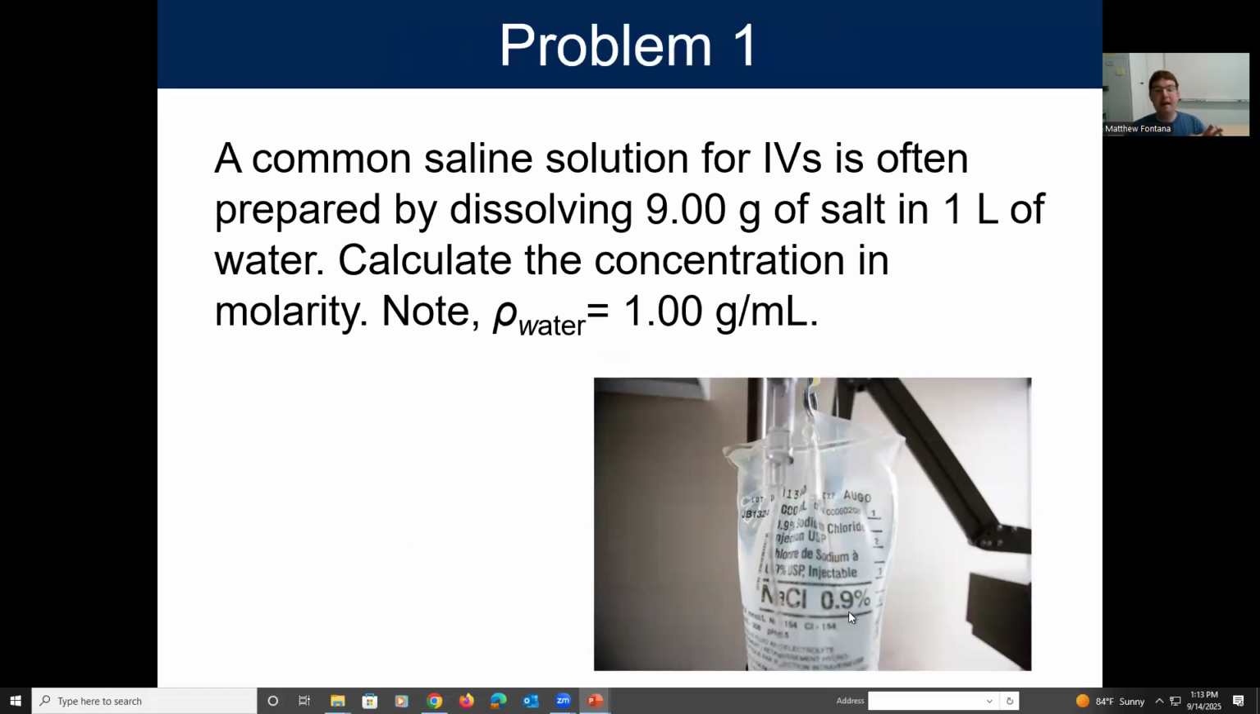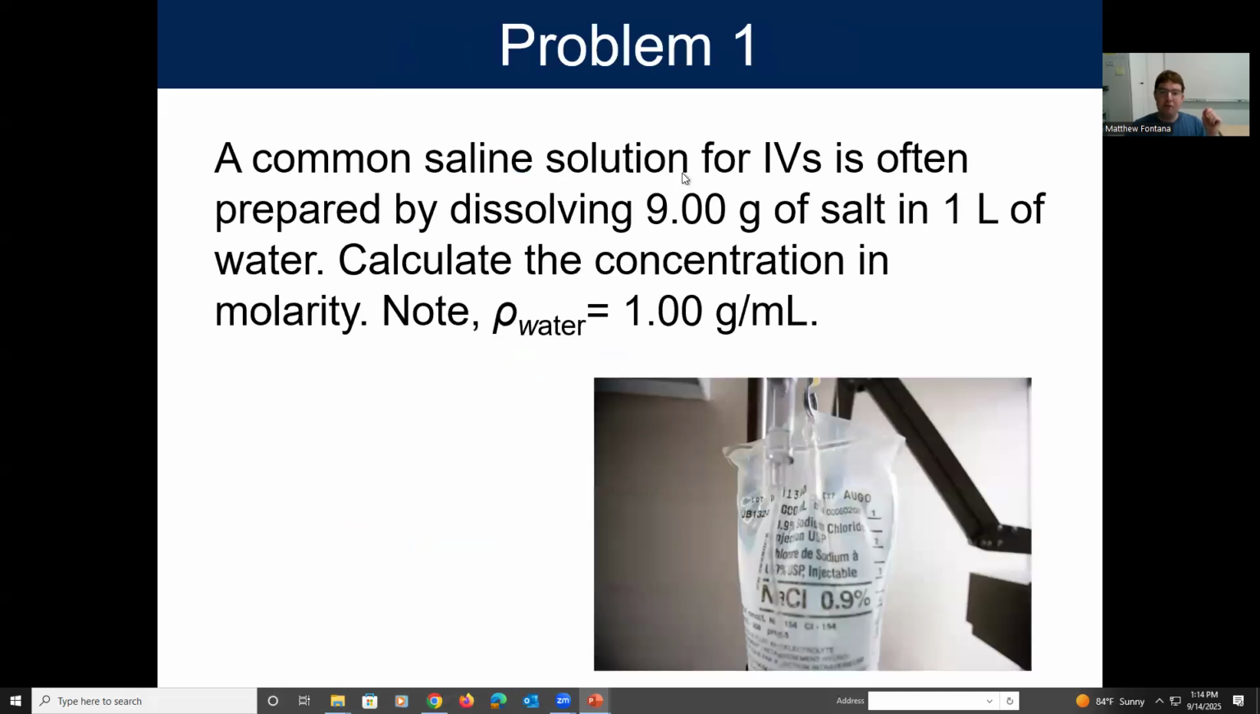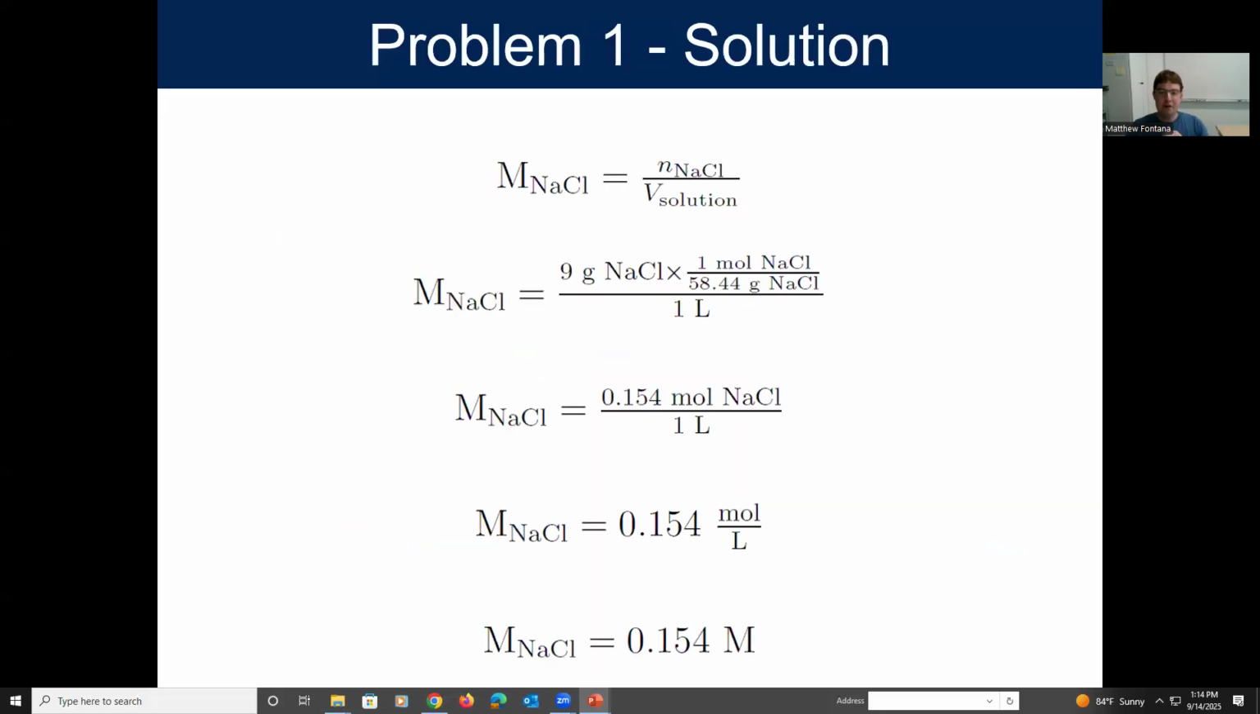So this is a 0.9% weight by volume solution. And here we're asked to convert that into molarity. We know how many moles of sodium chloride we have because we start off with 9 grams of sodium chloride. So you can have your moles of sodium chloride, and then you have your volume of solution.